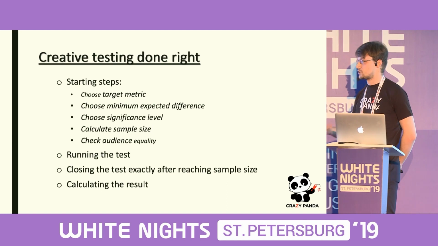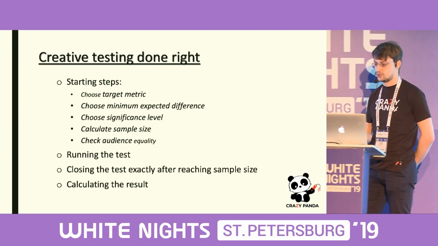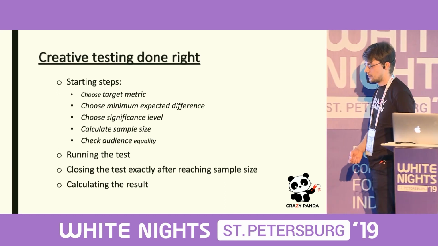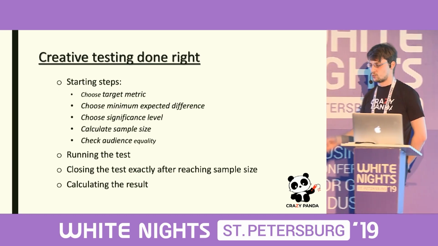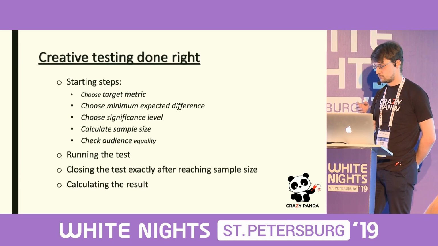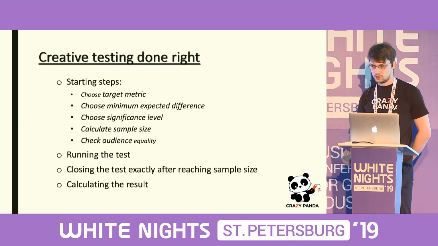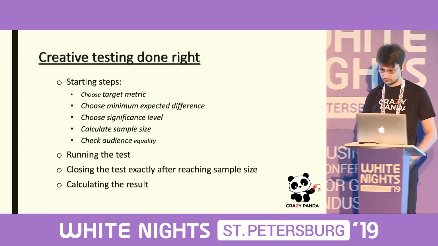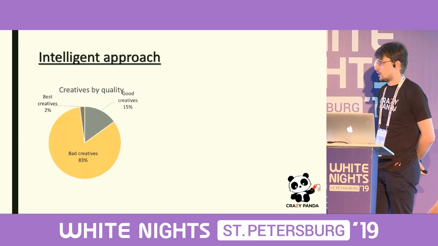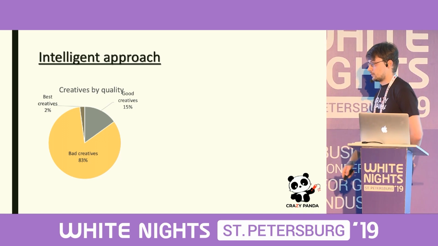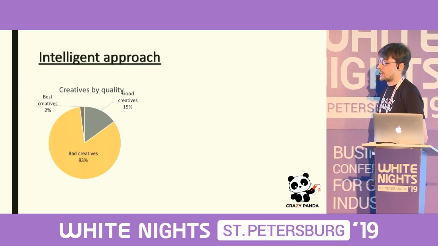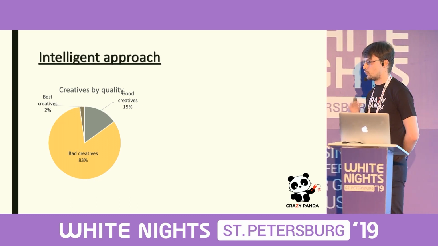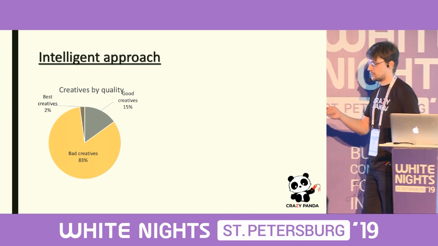We can do this once or twice, but in Crazy Panda we develop about 15 to 20 creatives per month. And that amount of work is too big to handle. So, how to do this? Well, the intelligent approach, once again: let's divide our creatives by quality. Sadly, maybe it's our low expertise, but I think it's common in the industry.